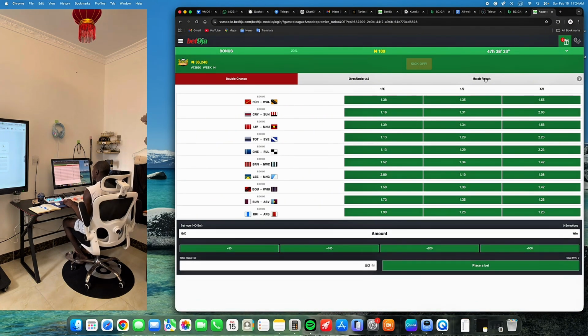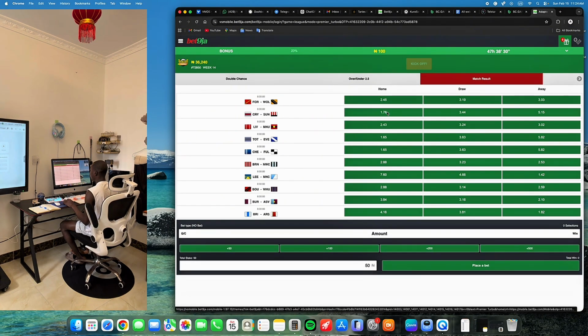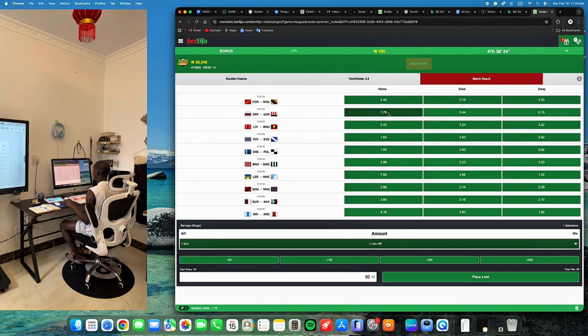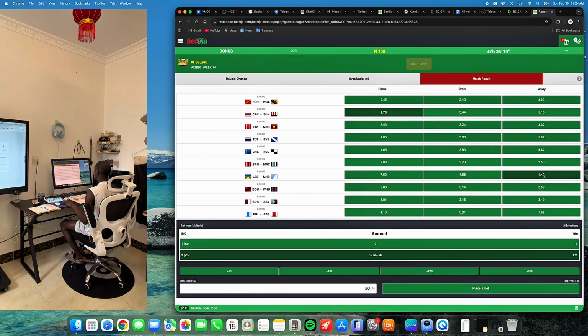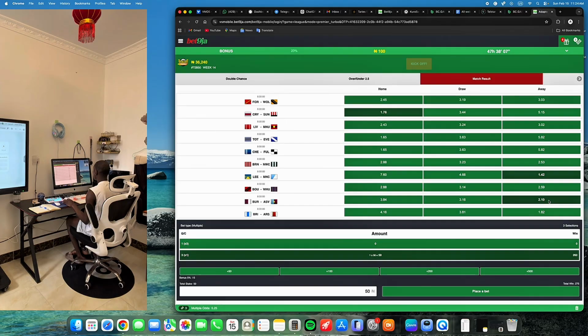Okay, so if I'm to play a single, for instance, I'm going to look at all the three teams at the bottom. We have Sunderland playing against Crystal Palace, and Crystal Palace is giving an odd of 1.76. We have Leeds playing against Man City, and Man City is giving an odd of 1.42. And we have Burnley playing against Aston Villa, with Aston Villa giving an odd of 2.1. So of these three, the one that has the highest chances of losing is the one carrying the highest odd. You can see, right? Leeds is giving an odd of 7.6.